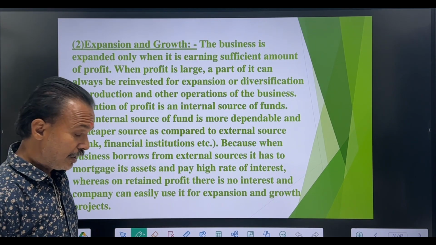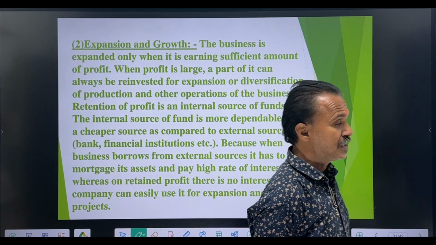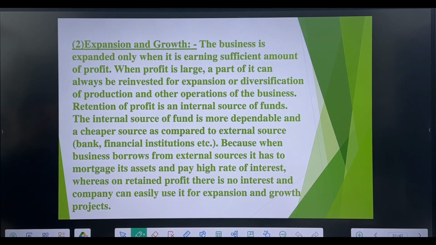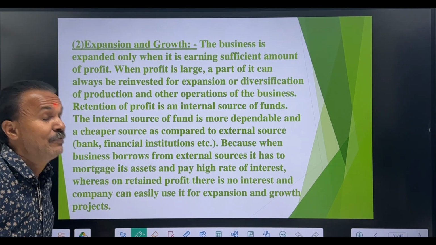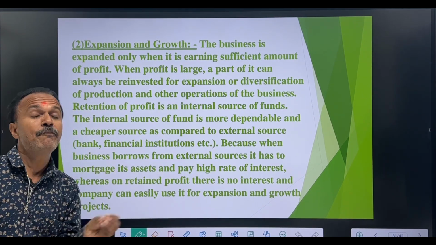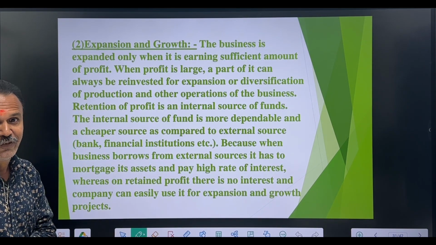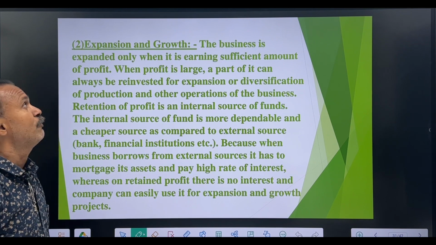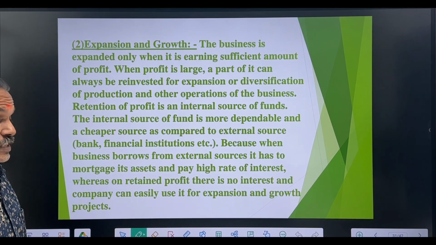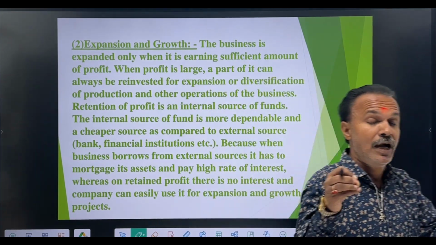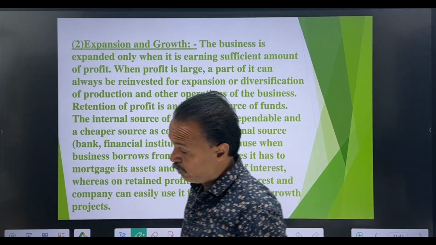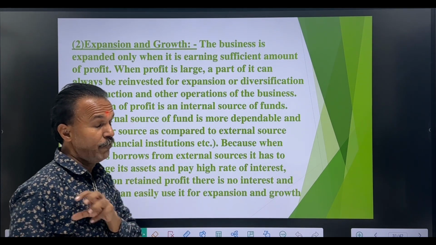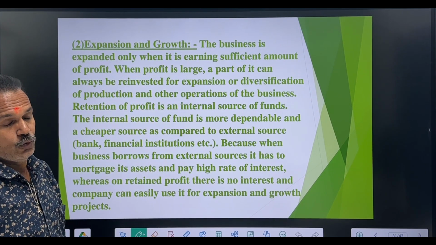Expansion and growth. Another role of profit in the business is expansion and growth. The profit earned by the businessman is not all used by him for himself. Only a part of the profit is taken for his own use, and the remaining profit is reinvested in the business for its expansion and growth. So the expansion and growth of the business depend upon profit. When the businessman earns more profit, there is a possibility of more growth and expansion of the business. Without profit, a business cannot expand or grow.